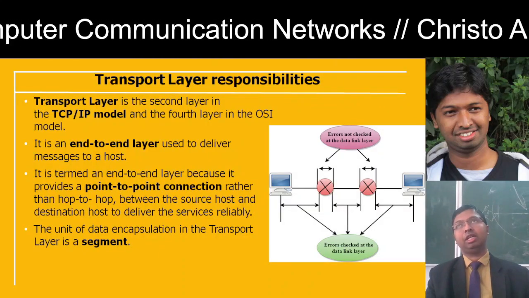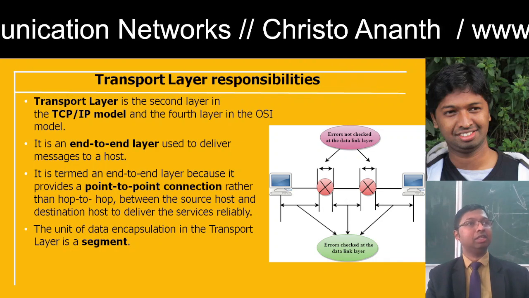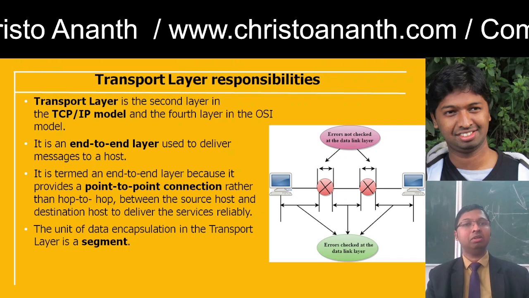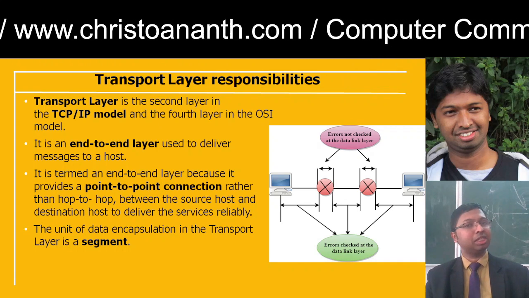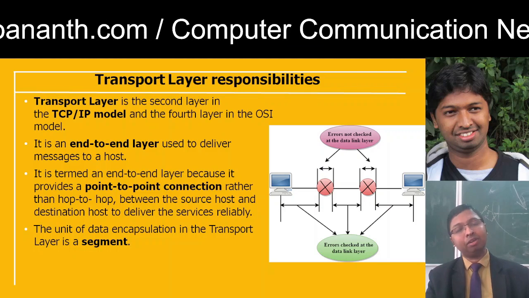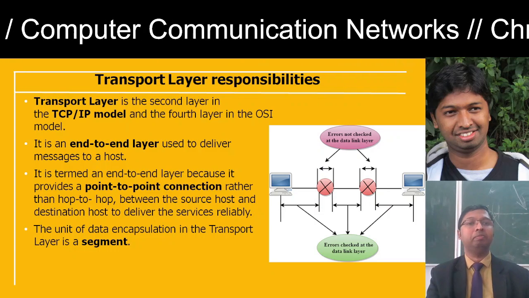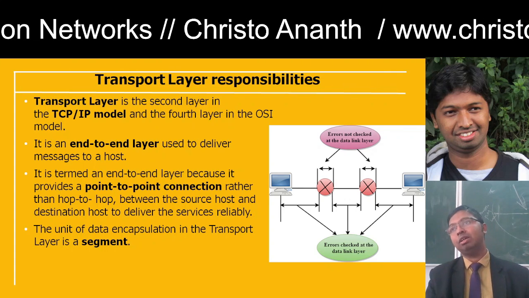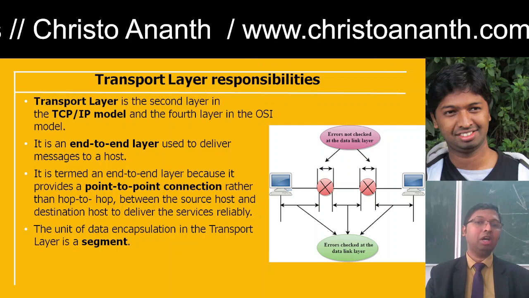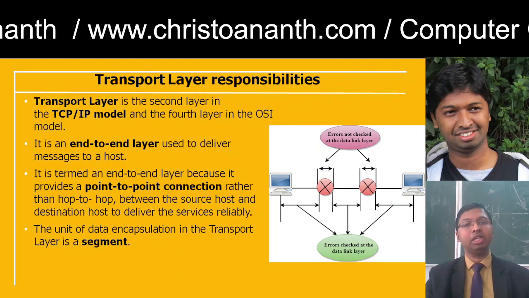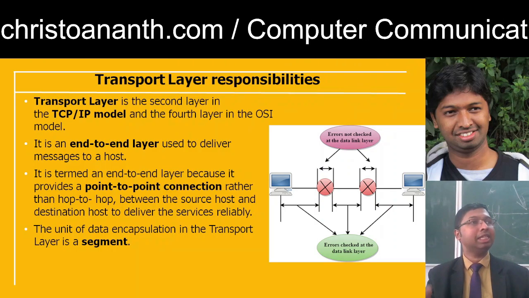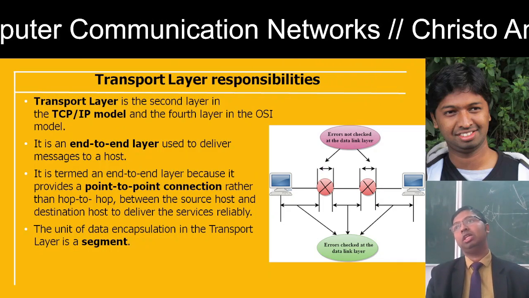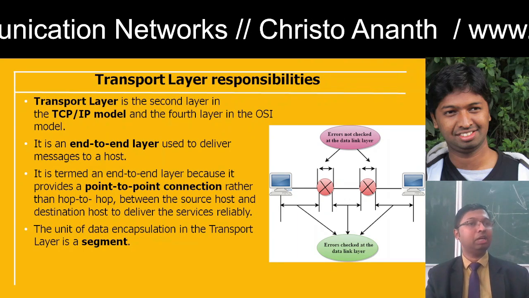So if you can see the OSI layers, you have seven layers. Out of these, the transport layer is the second layer in the TCP/IP model, and in the OSI model it is the fourth layer. It is an end-to-end layer used for delivering messages to the host. You can call it an end-to-end layer because it offers a point-to-point connection, rather than a hop-by-hop connection, between the source host and the destination host in order to deliver a reliable service.